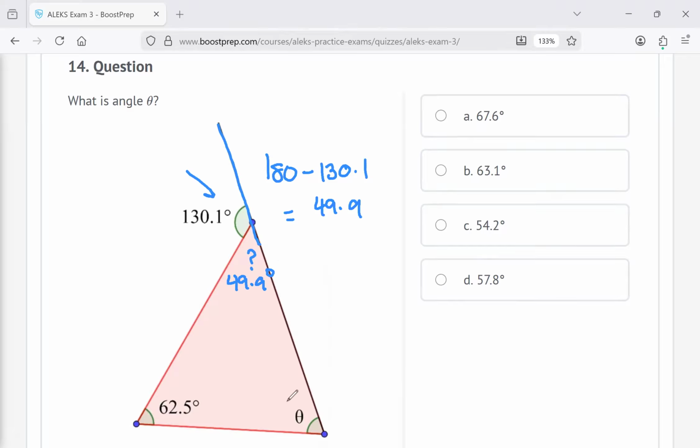And then I'm going to figure out this angle. To do so, just do 180 minus 62.5 minus 49.9, and I get 67.6. Okay, that's how you find that angle.